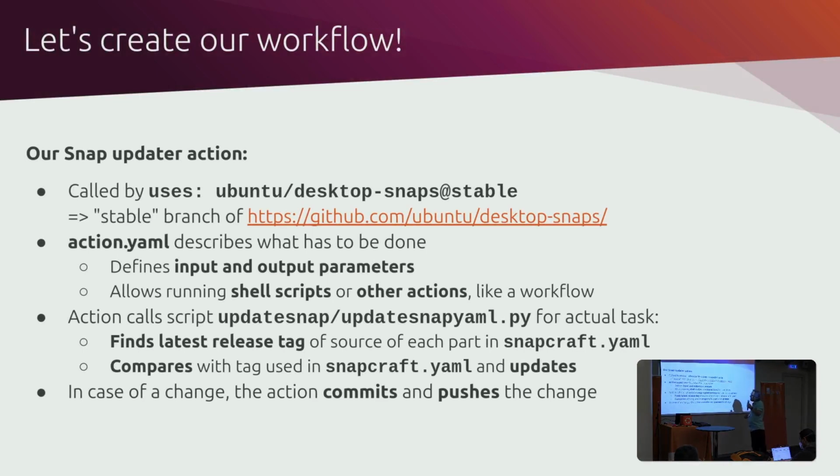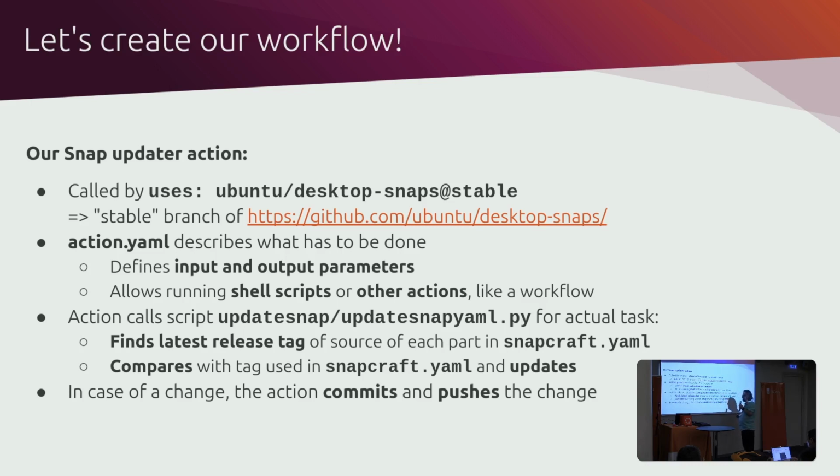So what exactly happens is inside this repository, Ubuntu desktop snaps, you have a file action YAML. And in this file is described that it needs the repository URL and the token as input parameters. And it is also running shell script and other actions like a workflow, and this is defined in action.yaml.